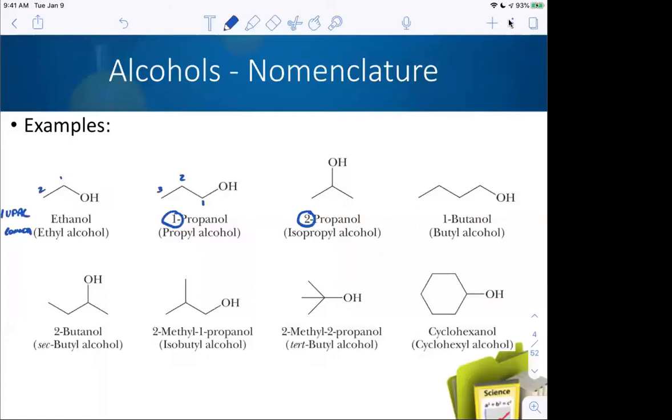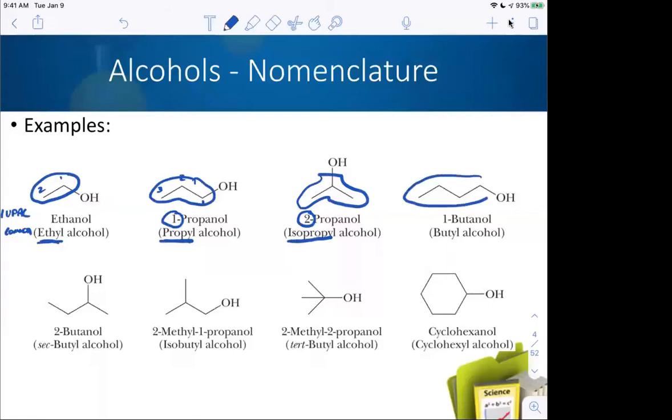But notice in the common name, that's an ethyl group. This 2 carbon chain is an ethyl group, so it's called ethyl alcohol. This 3 carbon chain is a propyl group, so it's called propyl alcohol. This is my whale tail here, which is my isopropyl. That's the alkyl group, so it's called isopropyl alcohol. This is my long, continuously connected butyl, so it would just be butyl alcohol.